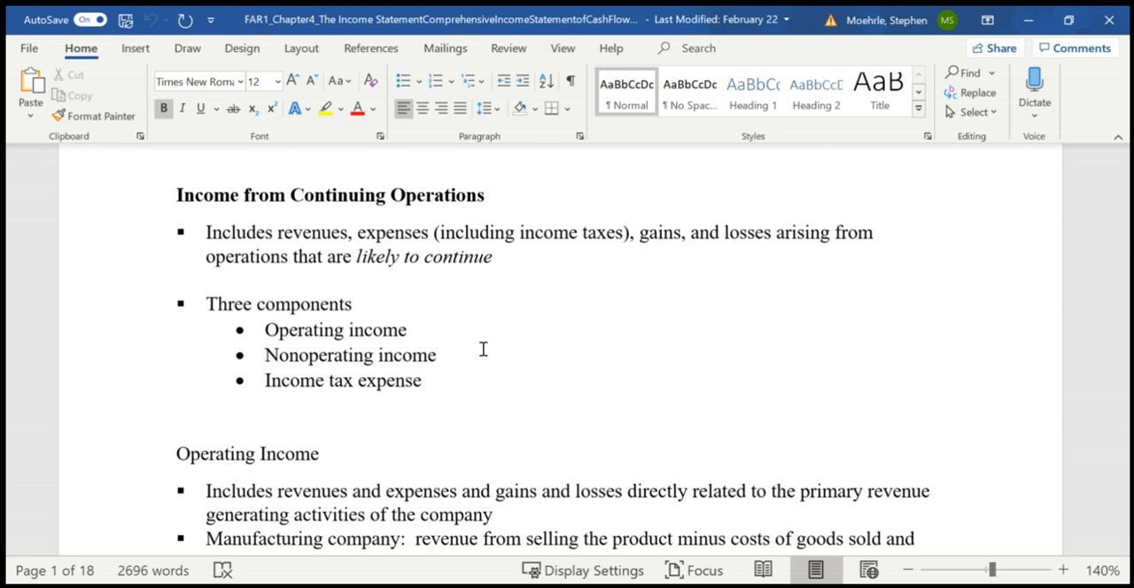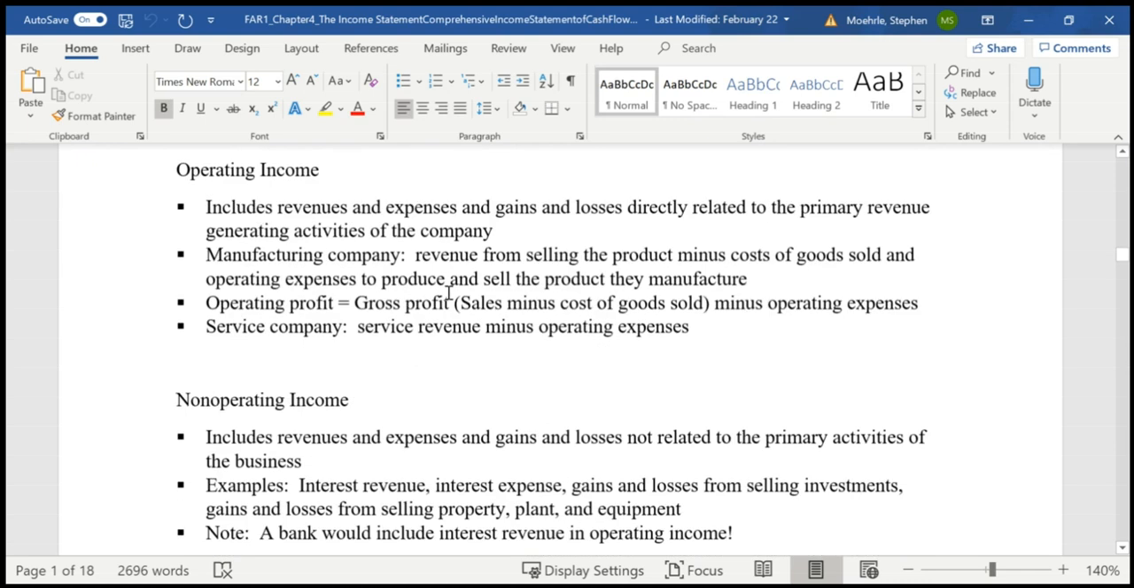There's three components to income from continuing operations. There's the operating income, the income generated by the revenue generating activities of the business, the sale of its goods and services, the non-operating income, you'll see examples of what goes in there, and then income tax expense. So let's look a little closer. Operating income includes revenues, expenses, and gains and losses directly related to the primary revenue generating activities of the company. For a manufacturing company, for example, it's the revenue from selling the product minus the cost of goods sold and operating expenses to produce and sell the product they manufacture.